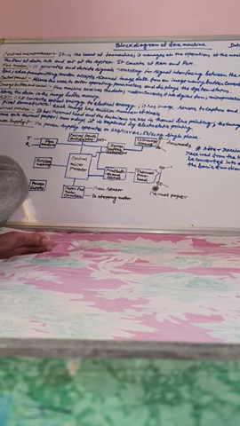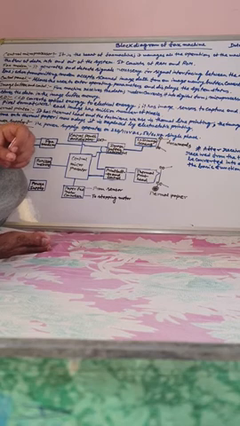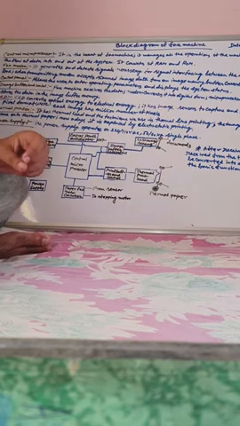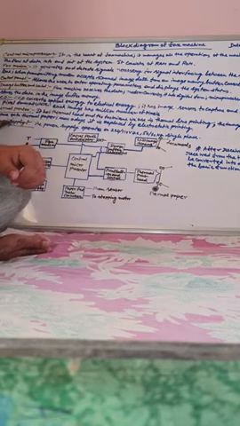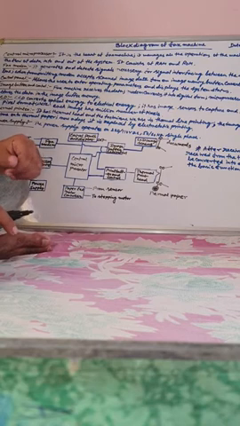Then the control panel allows users to enter the operating parameters and displays the status. Look at the control panel and display circuit. This is the control panel and display circuit.